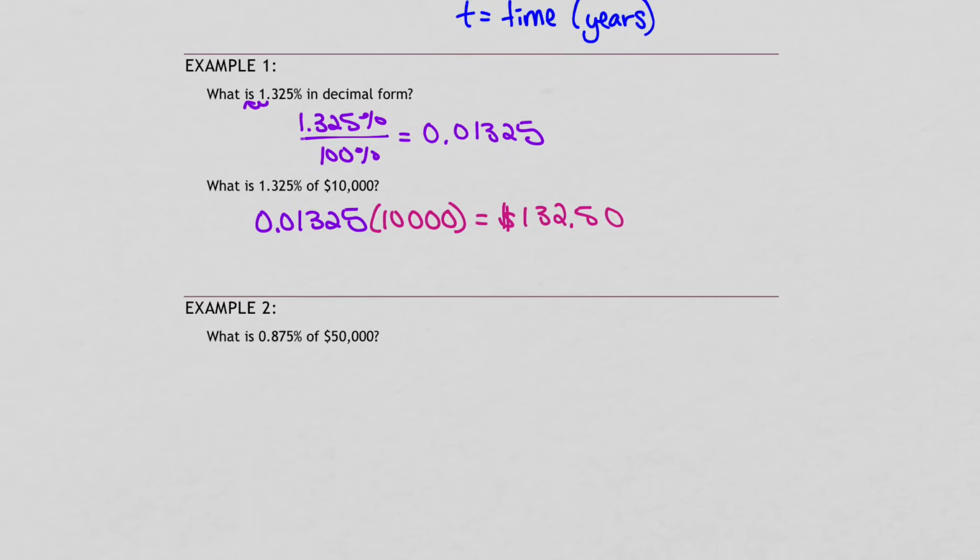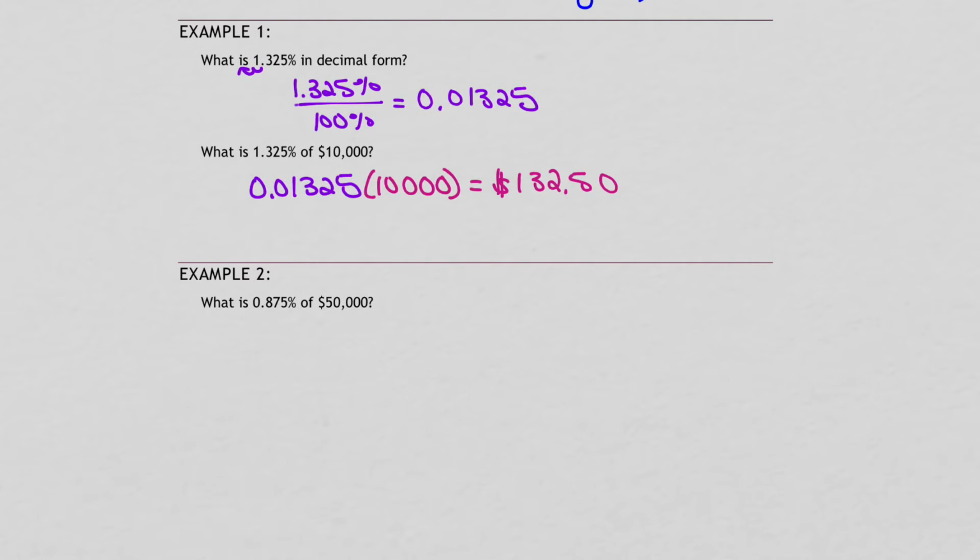So that would be $132.50. It asks us, what is 875 thousandths percent of 50,000? To change this to a decimal, we need to move the decimal 2 places to the left. So 0.00875 times 50,000. It would be $437.50.